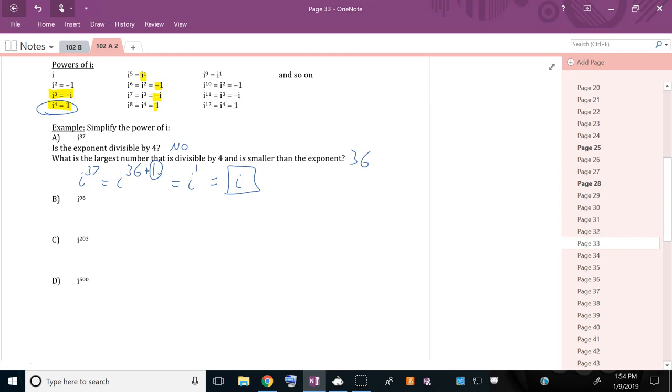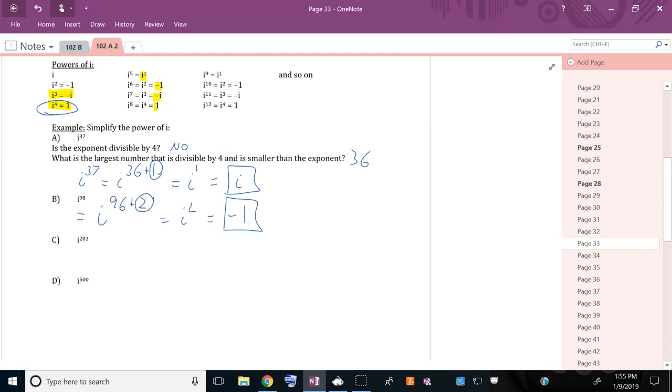So if I've got i to the power of 98, 98 is not divisible by 4. The largest number smaller than 98 that is divisible by 4 is 96. So I would have to write that as the 96 plus 2 power. So since I've added 2, that means I get i squared, which is -1.